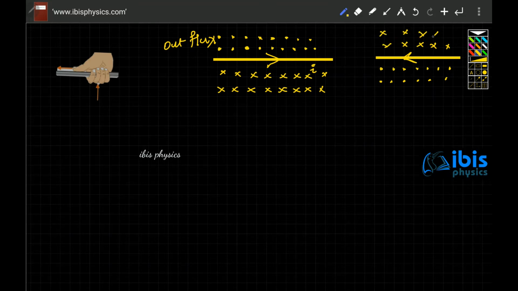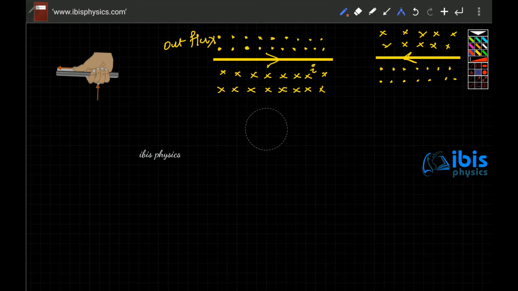So if you know this instinctively, depending on the direction of the current, how the magnetic field is around it, you can solve most of the problems, even JEE and NEET problems. So you need to understand this particular fact. Then the next thing we need to understand is about a ring.